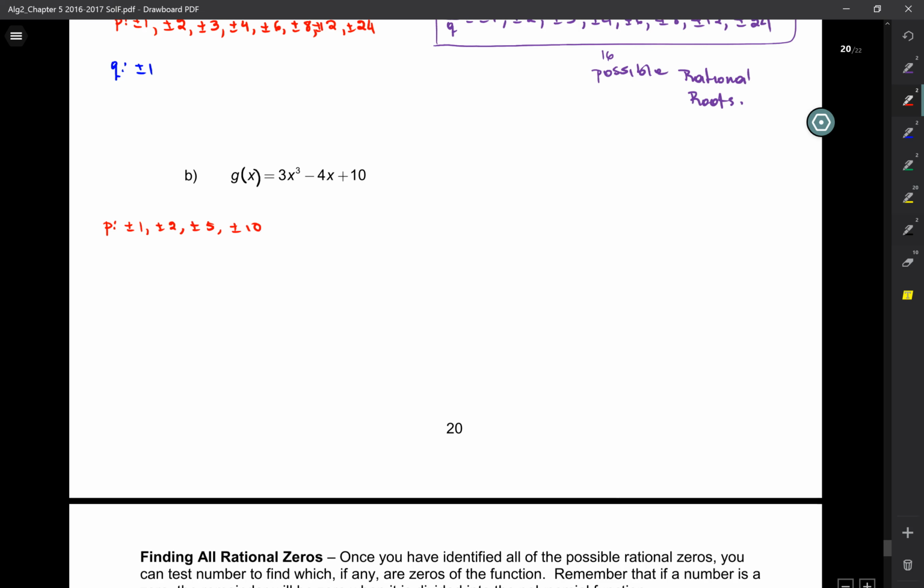So for P over Q, now I have a little bit more pairings, right? It's going to be every single one of the red ones divided by every single one of the blue ones. Q is the coefficient of the leading term. So what I do systematically is I take each of the P's and I first divide it by the ones. So 1 over 1, 2 over 1, 5 over 1, 10 over 1. Then I do the same with the 3, okay? There are going to be a few more.